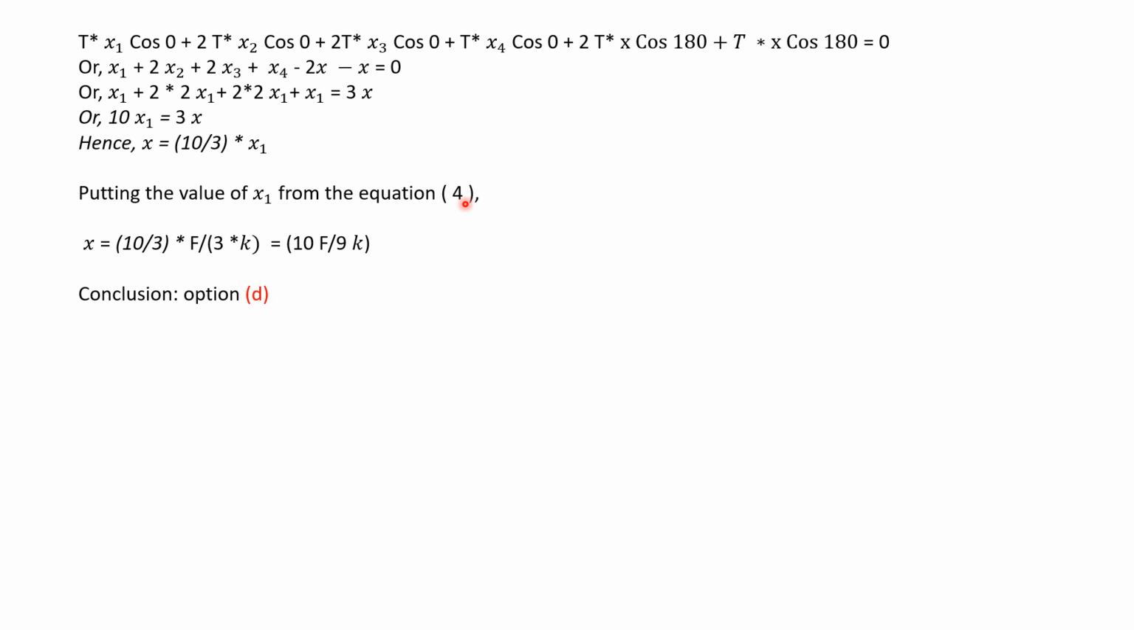Now x1 we have already calculated before, so from the equation we can put the value of x1, that is F by 3K. So x will be 10F by 9K. And if we go and check in the options, option D is the right option, because option D is matching with this value.